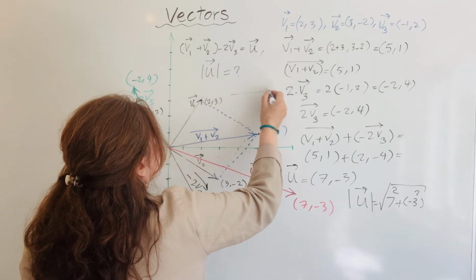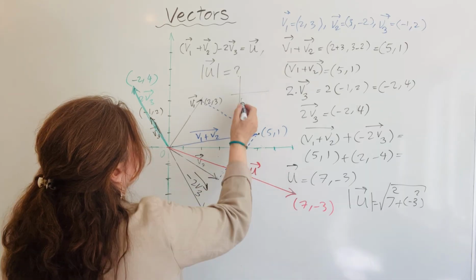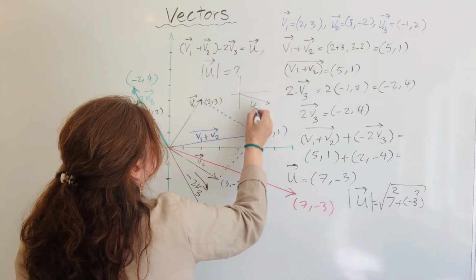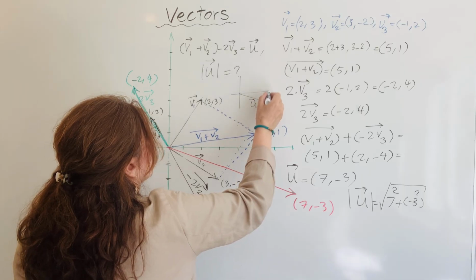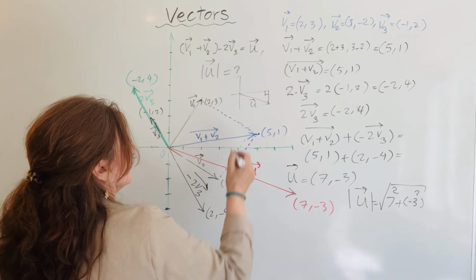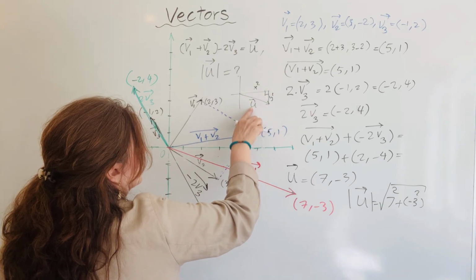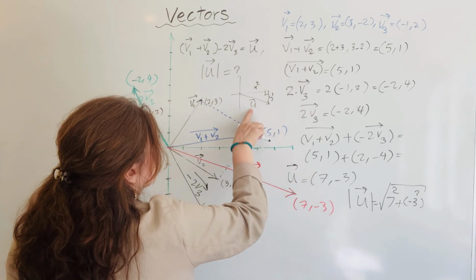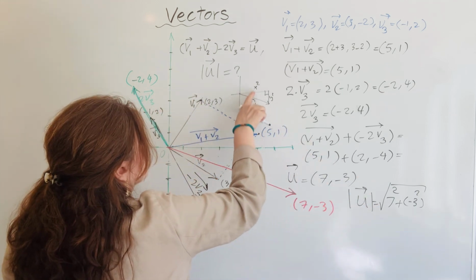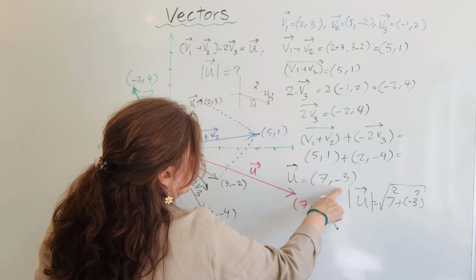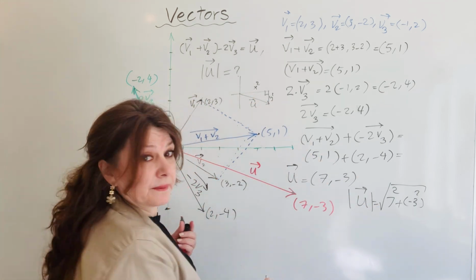U is here, for example. Yes, this is a right triangle: x squared plus y squared gives this square. And the length of this one is the radical of x squared plus y squared. How much is it going to be?